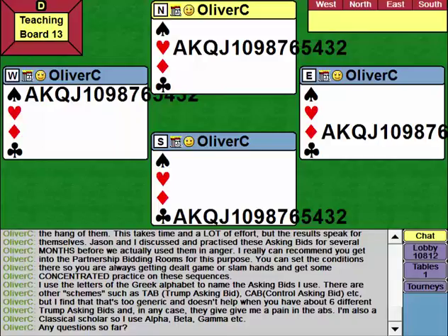Okay, let's get to some of the ground rules and terminology for asking bids.